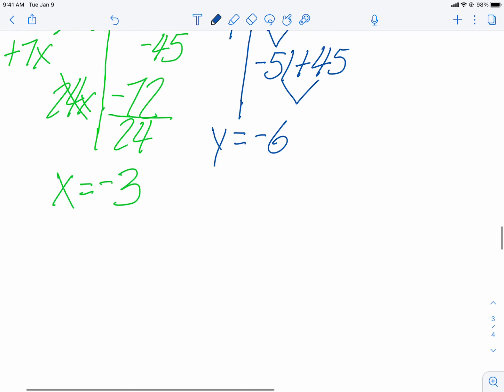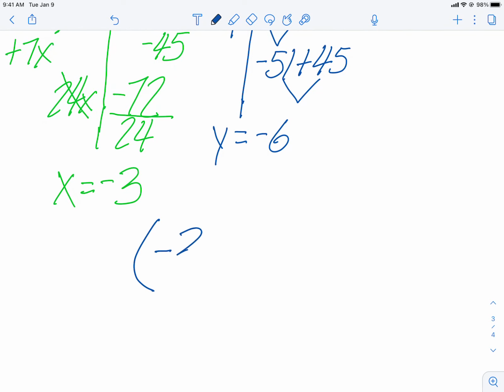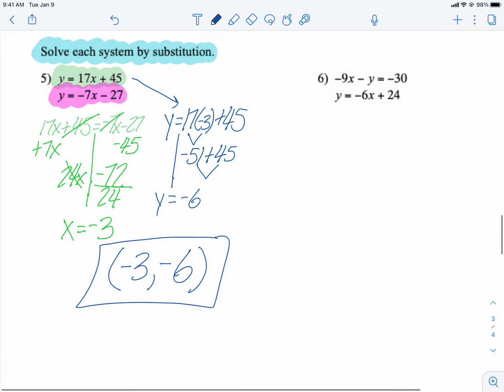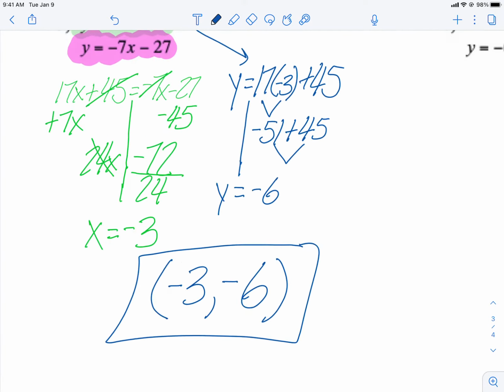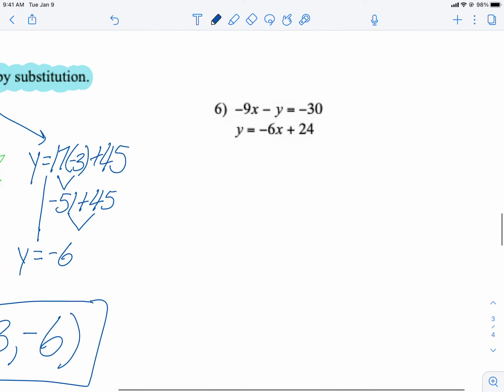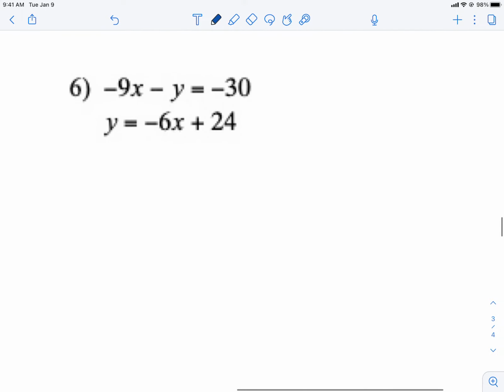So my ordered pair, kiddos, is x is negative 3, y is negative 6. Boom. Look at that. That is our number 5. We solved it using substitution. We substituted. Perfect. All right, let's move on to number 6.